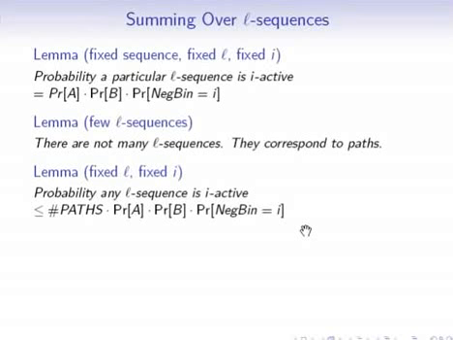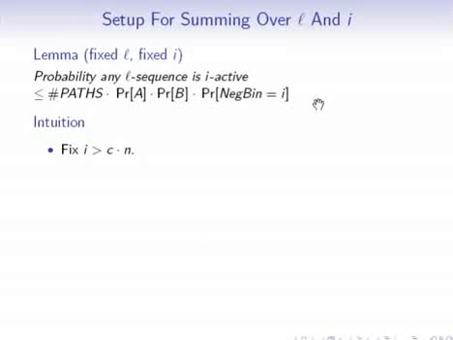So we can get that the probability that any L sequence is I-active is less than or equal to about the number of paths of length L, times the product of these three probabilities. Remember that our goal is to show that there isn't an I-active sequence very late in the process. So we're going to have to sum both over L and over I, and this lemma gives us the probability that any L sequence is I-active.